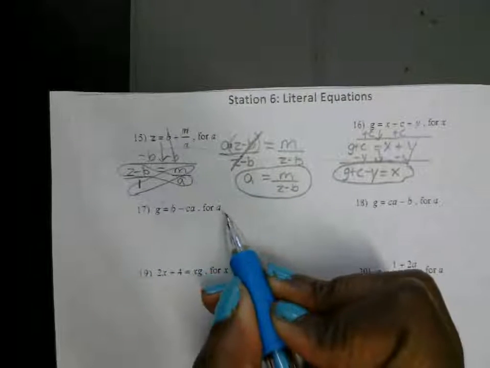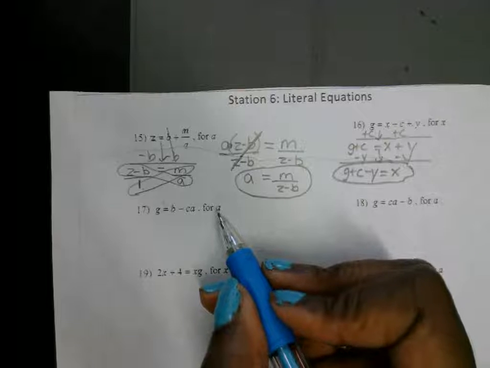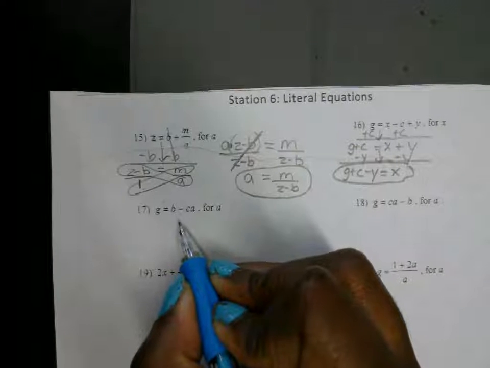Getting A by itself. So in order to get A by itself, you have to, let's move B.